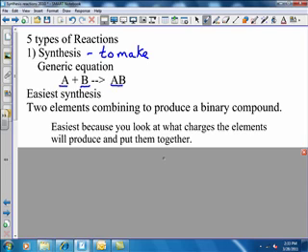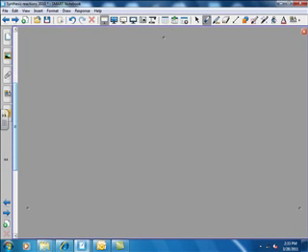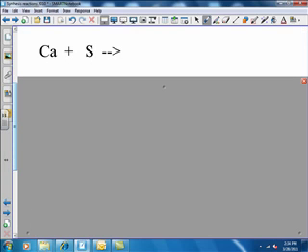This is the easiest because all you need to do is look at the charges that the elements would produce and then put them together based on their charge. So if I start here with calcium plus sulfur, I look at the periodic table and ask, what charge does calcium produce? Well, it produces a +2. What charge is sulfur? That's a -2. So calcium plus sulfur is going to give me CaS. And then of course you'd always go through and balance, and you'll find that these balance pretty easily.